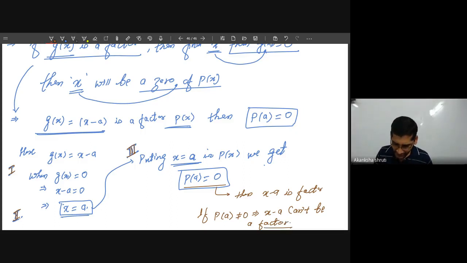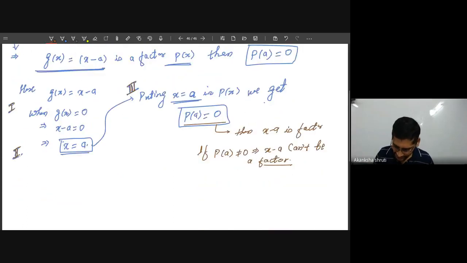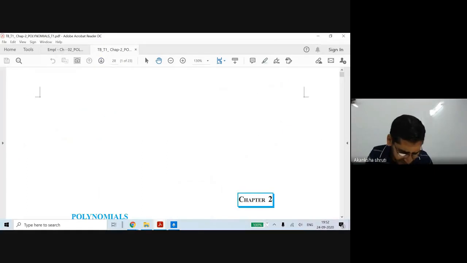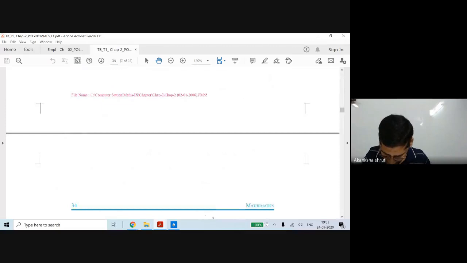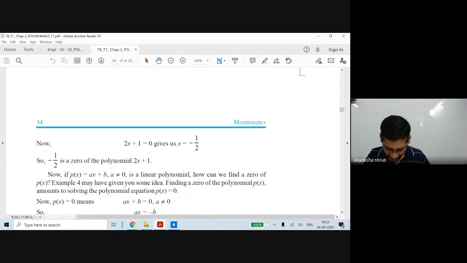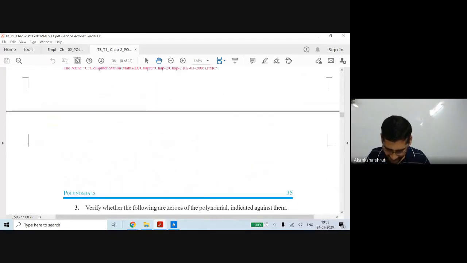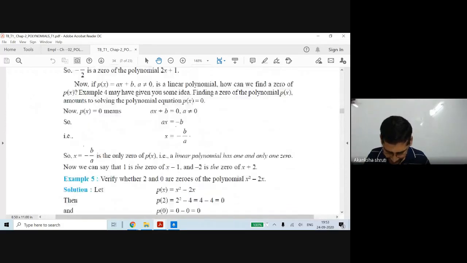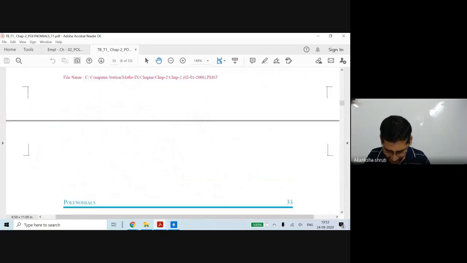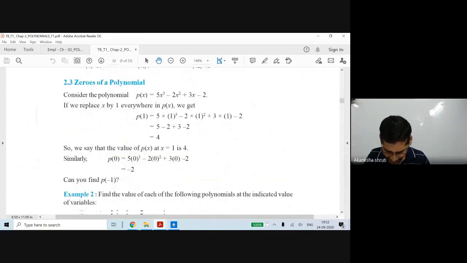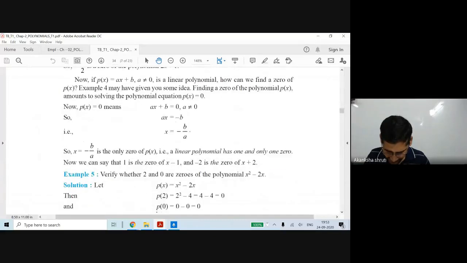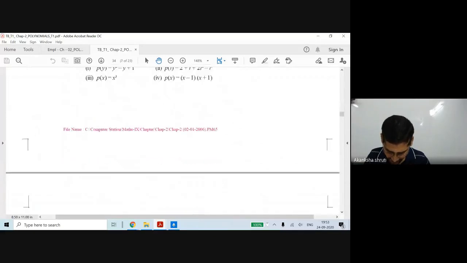Students, now I will show you the questions and statements from the book. So let us go to our textbook, so that you will feel confident that whatever we are learning is exactly in line with our textbook. It is our remainder theorem. There will be some factor theorem also. Zeros of a polynomial, checking whether it is a factor or not, zeros or not.